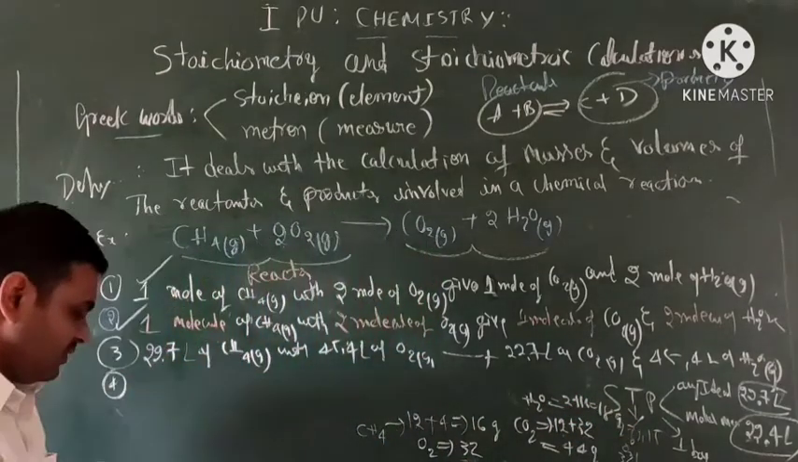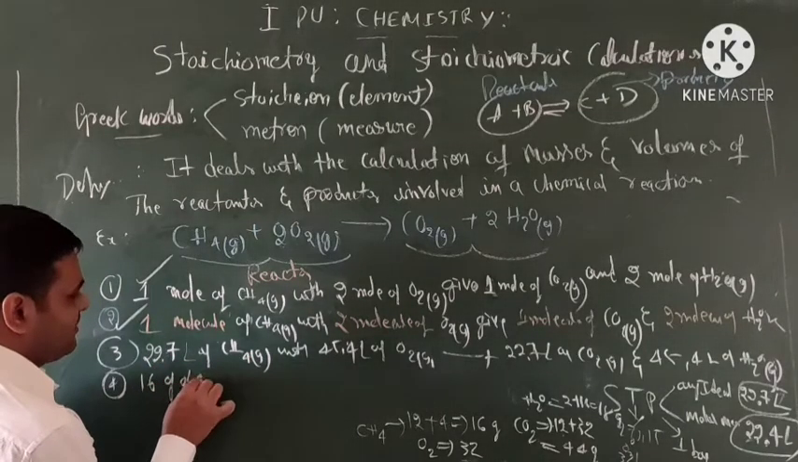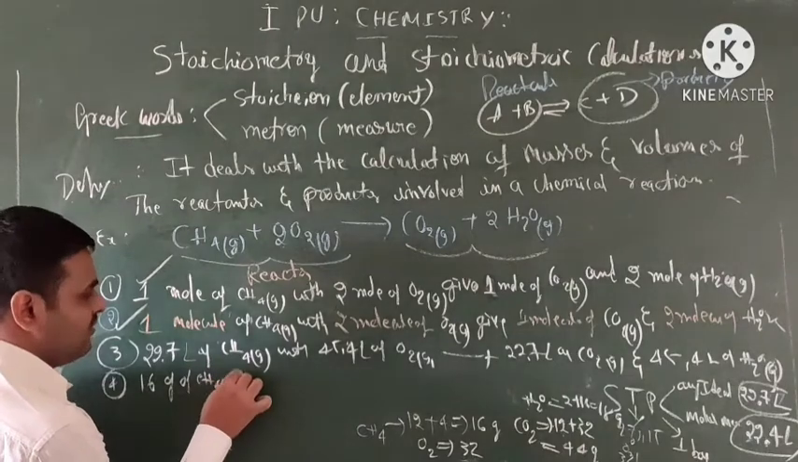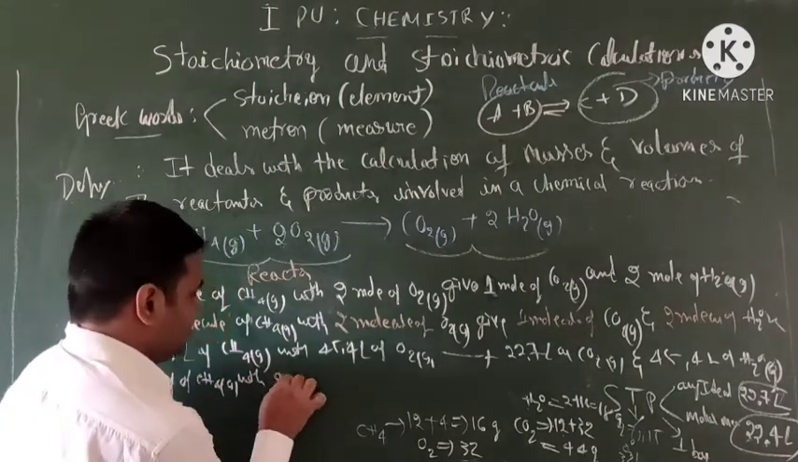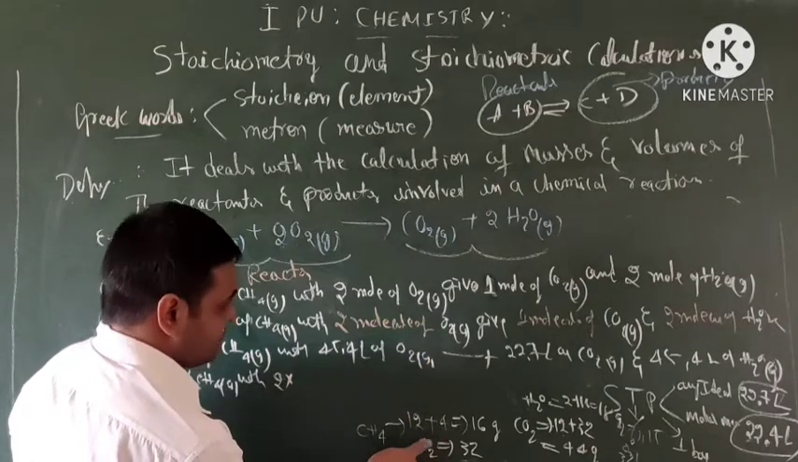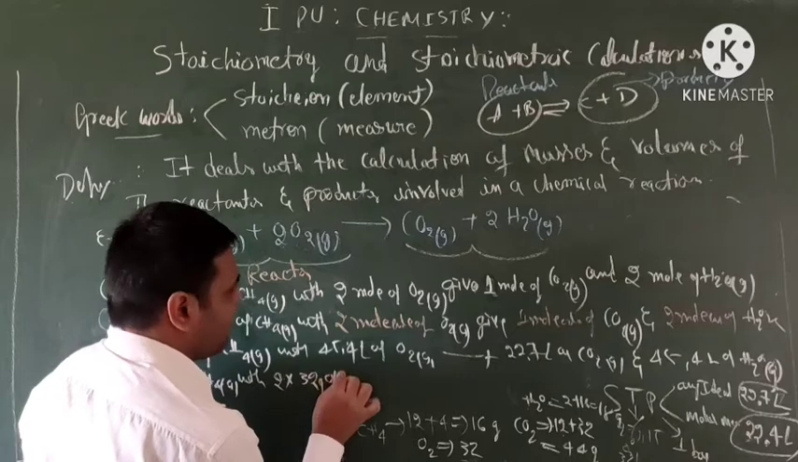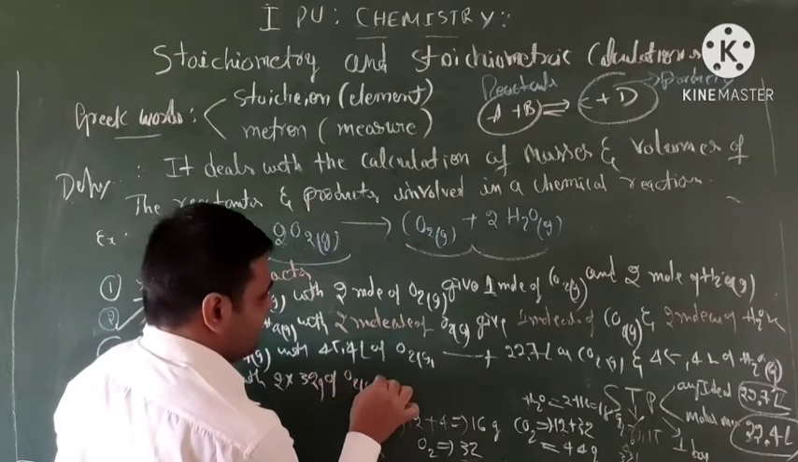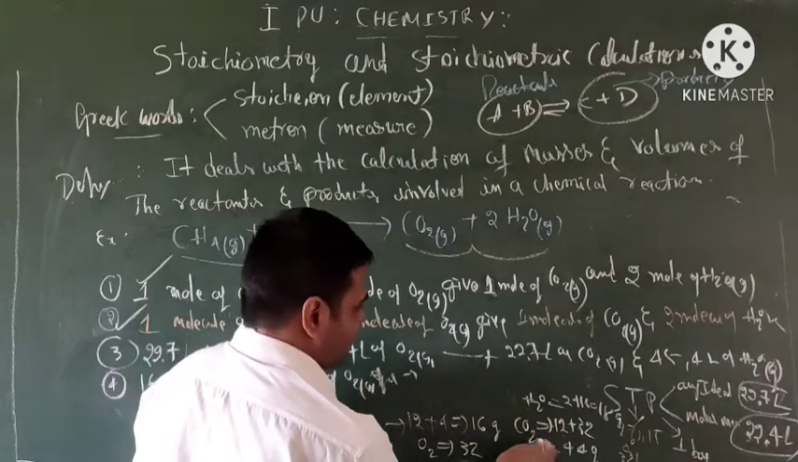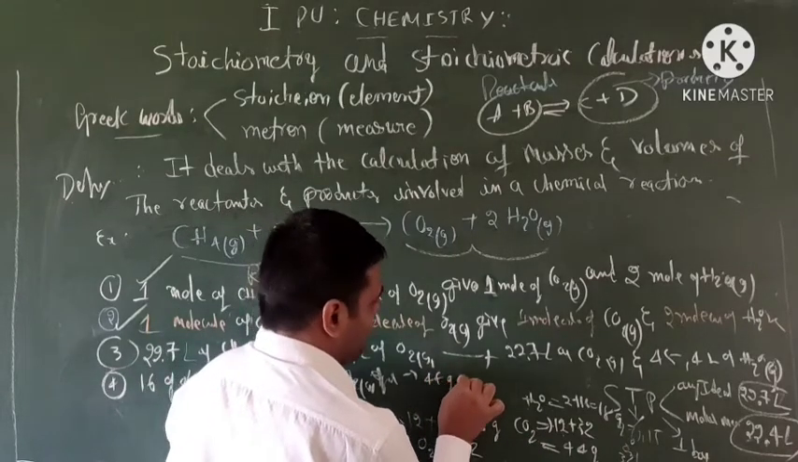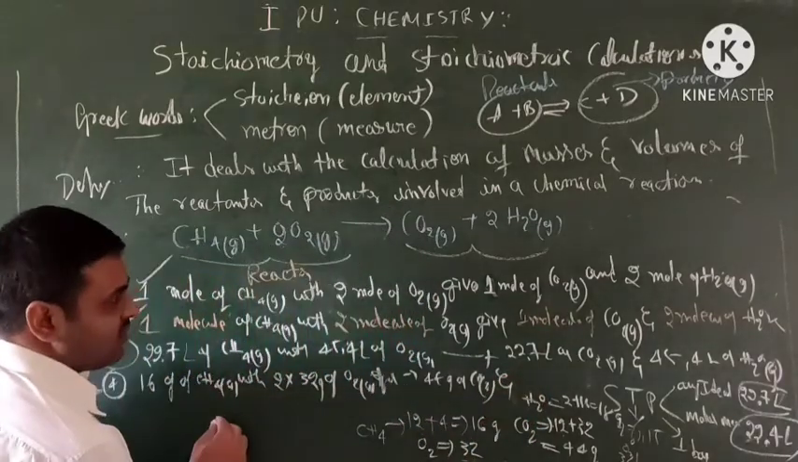Okay, write it: 16 grams of CH4 with 2 moles of oxygen, 2 into 32 grams, gives 1 mole, 44 grams of carbon dioxide, and 2 moles of water.